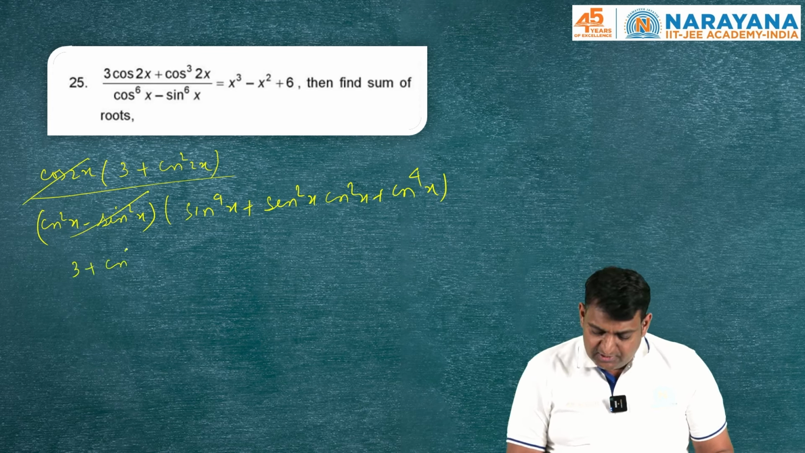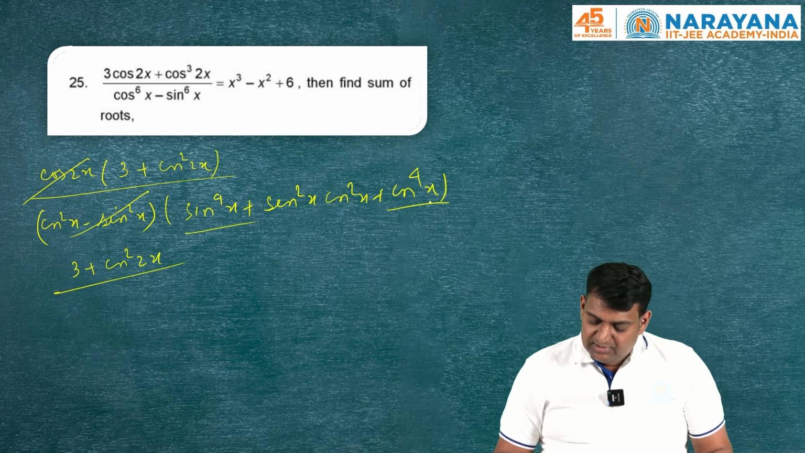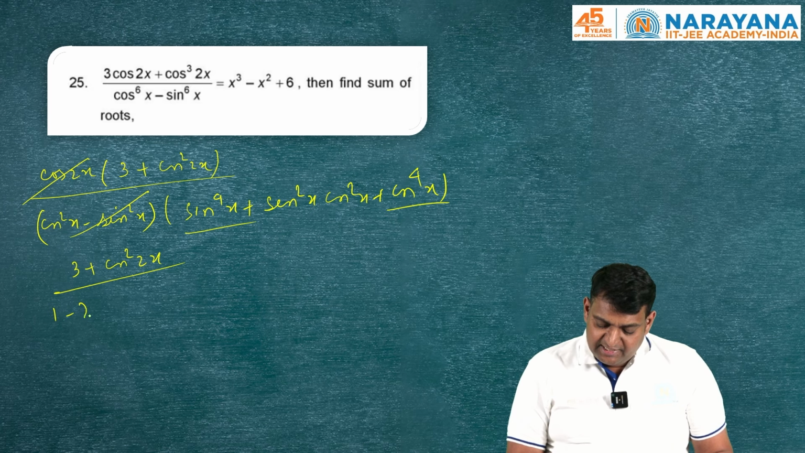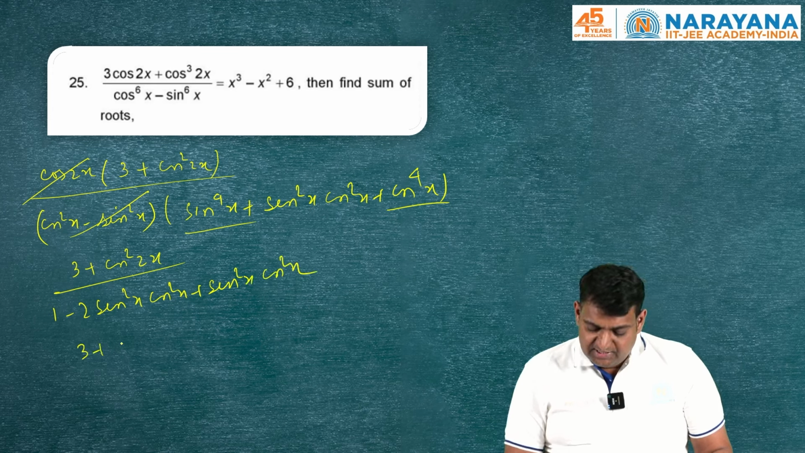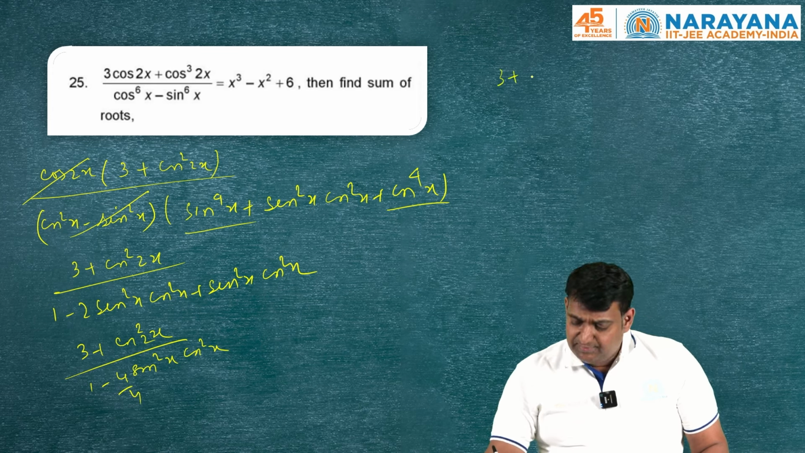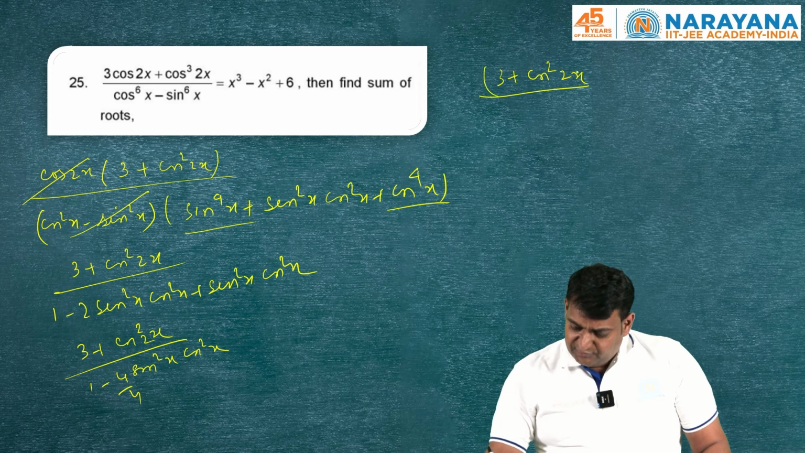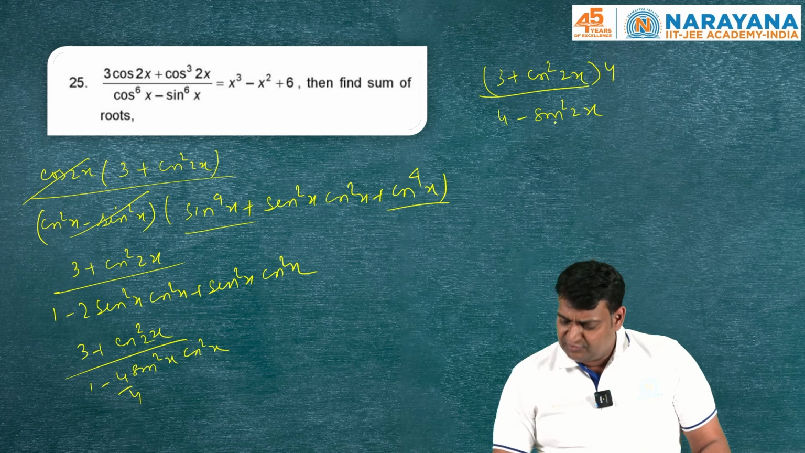So this is 3 plus cos square 2x by, you know that, sin power 4x plus cos power 4x is 1 minus 2 sin square x cos square x, plus sin square x cos square x. That is 3 plus cos square 2x by 1 minus sin square x cos square x, multiply and divide by 4. That is 3 plus cos square 2x by, here LCM is 4, 4 will go in the numerator, 4 minus sin square 2x. But if you convert this sin square 2x in terms of cos square 2x, I think this and this will get cancelled.